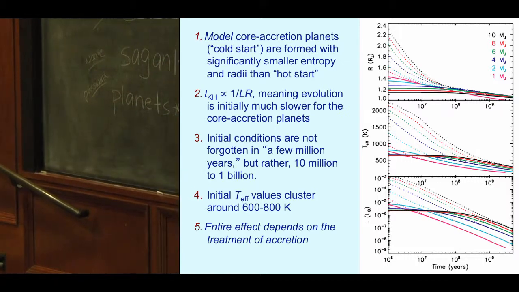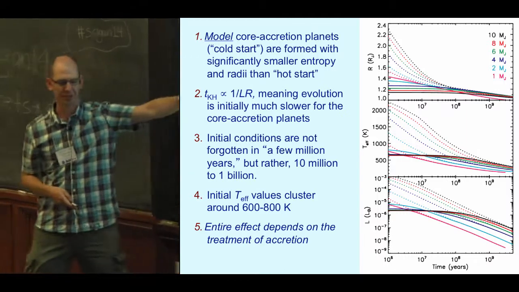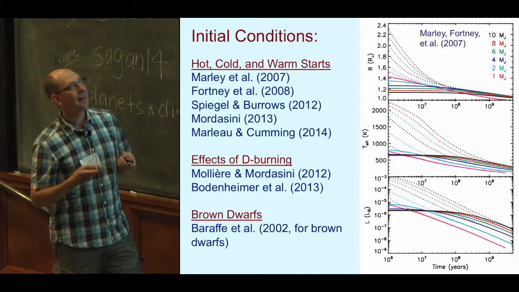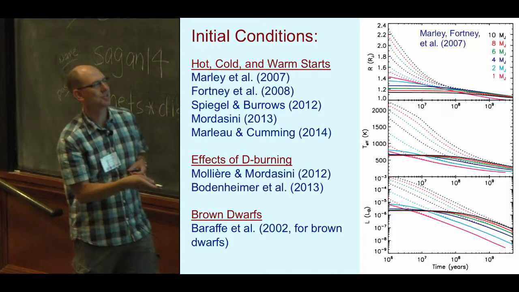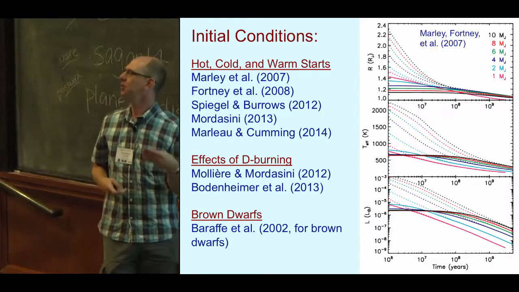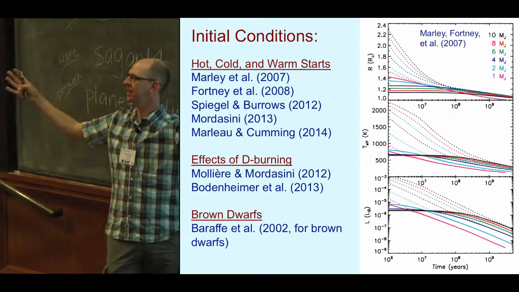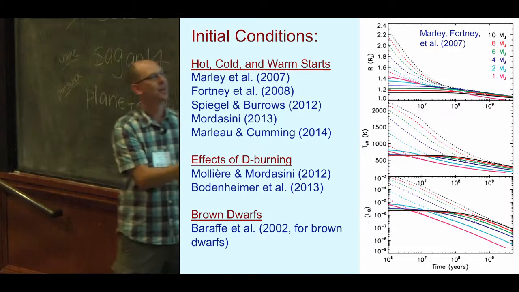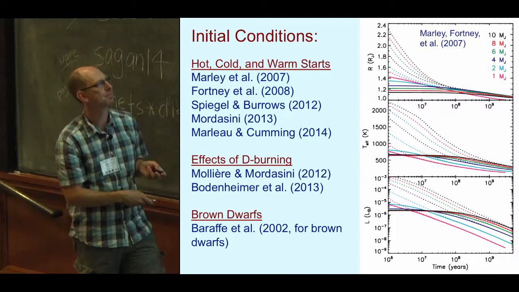But to reiterate, the entire effect depends on this particular treatment of accretion. And so reality is probably somewhere in between. In the Marley et al. paper, there's a discussion about how this initial condition is probably about the coldest start you can imagine, because you've essentially given away most of your accretion energy in this shock. And so it's quite hard to make a planet much colder than this. Whereas this is arbitrarily hot, this is really about as cold as you can imagine making your planet.